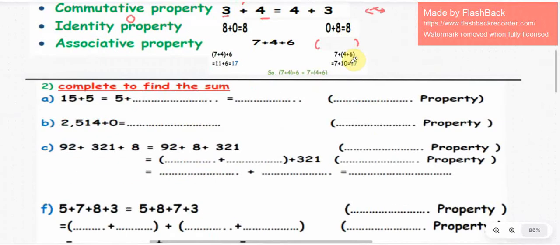Okay? Complete to find the sum. Letter A. 15 plus 5 equals 5 plus blank. Before the equal sign and after the equal sign must be the same because they are equal to each other. So here I have 5, but what is the missing number? 15 equals 20. What is the name of the property? 15 plus 5 equals 5 plus 15. I switched the numbers, so this is commutative.